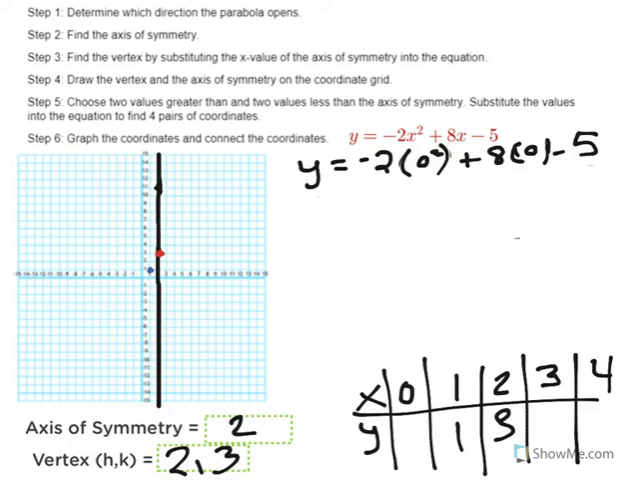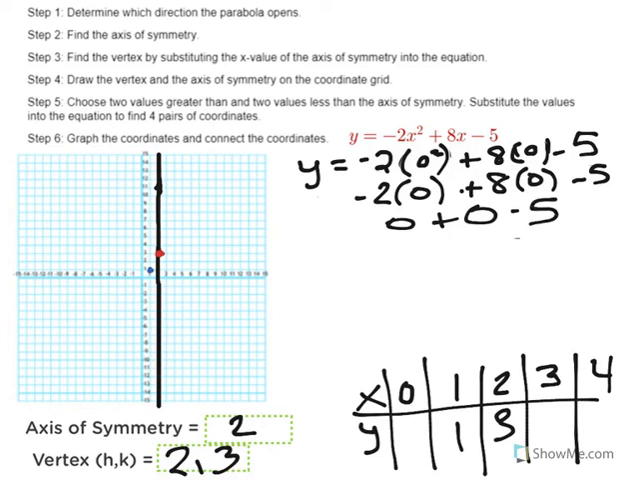Okay, so I've gone ahead and plotted that point, and now I'm going to substitute 0 into the equation and solve for 0. And so we have negative 2, and 0 to the power of 2 is 0. And then this is 0 plus 0 minus 5, so we have a negative 5 over here.